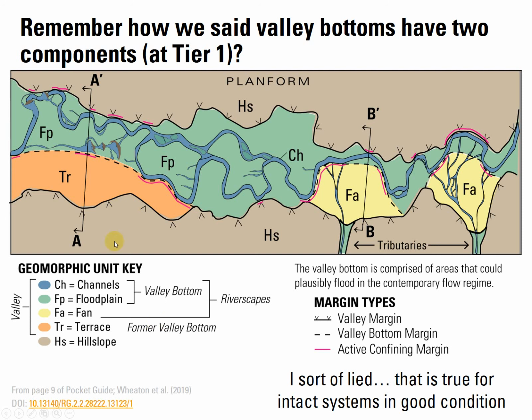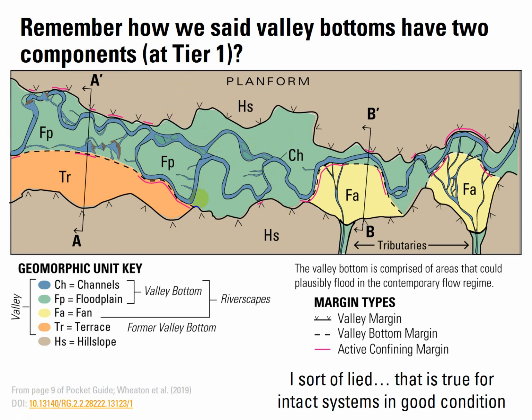So remember how I said that valley bottoms have two components at tier 1? Those components were basically the blue and the green, the active channels and active floodplain. Yeah, that's sort of true, and is true if what we're dealing with is a completely intact system. So when you have intact conditions, systems that haven't been anthropogenically impacted, the maximum you would expect is for 100% of the valley bottom to be active floodplain and active channel.